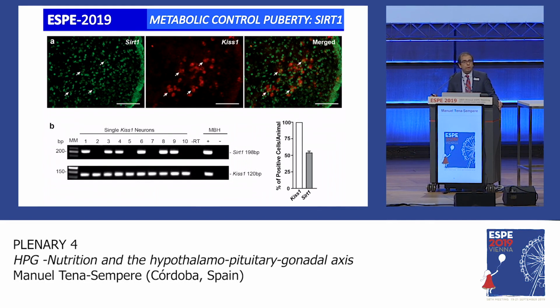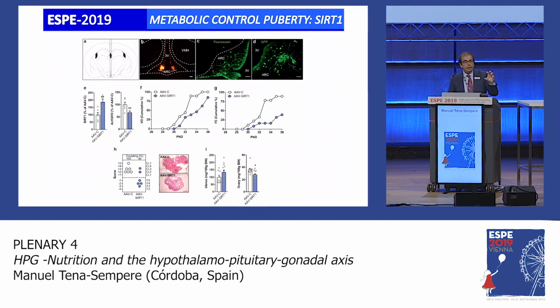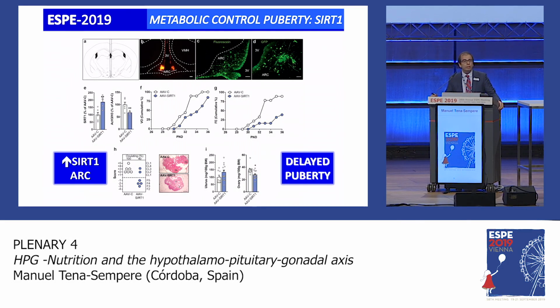In collaboration with Sergio Ojeda and Alejandro Lomniczi in the US, we were able to demonstrate that indeed KISS1 neurons co-express SIRT1, and when we overexpress SIRT1 specifically in the arcuate nucleus, where this prominent population of KISS1 neurons is located, again, we were able to delay puberty, as shown here, by delay of vaginal opening and also by delay in the first ovulation. In other words, in conditions in which you enhance SIRT1 tone in the hypothalamus and specifically in regions enriched in KISS1 neurons, you get delayed puberty. In situations in which SIRT1 is going down too early, you get earlier puberty.